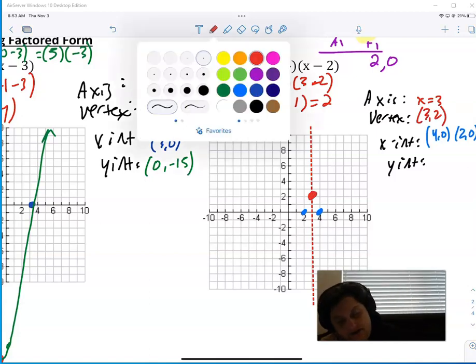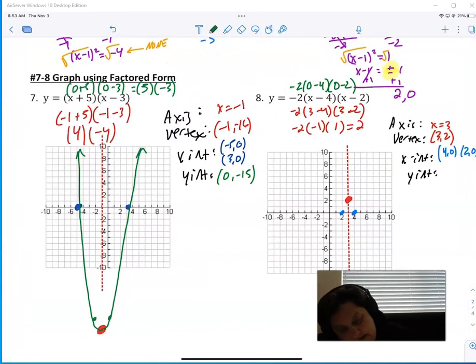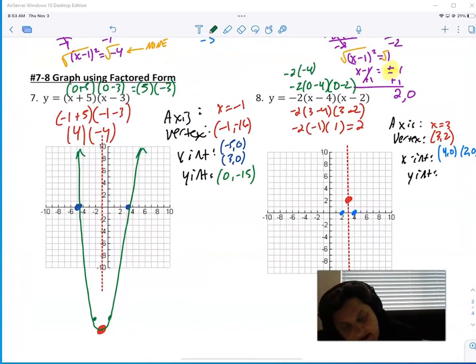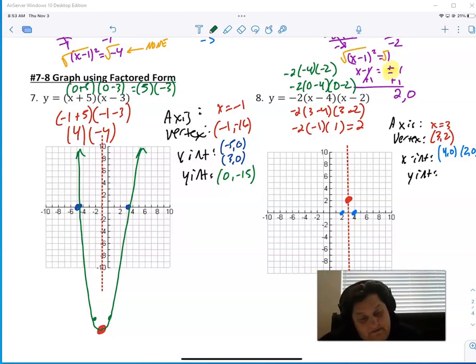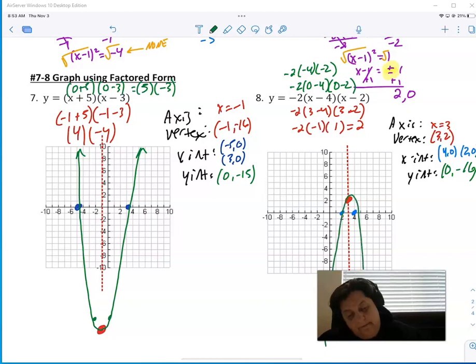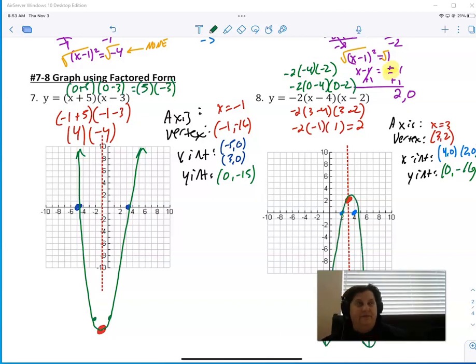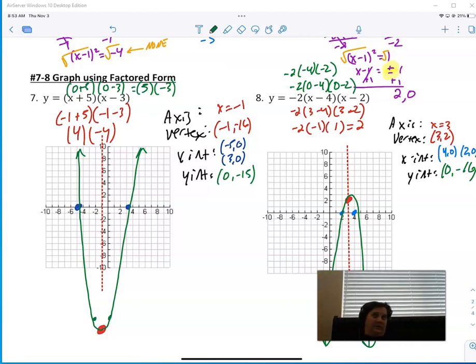Then for my y-intercept, this is negative times negative 4 times negative. 3 negatives make a negative 16. Like way down there. Okay? All right, so try to remember all the different things for graphing and the different forms.